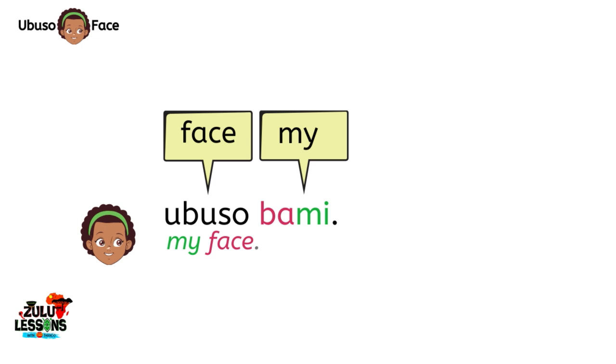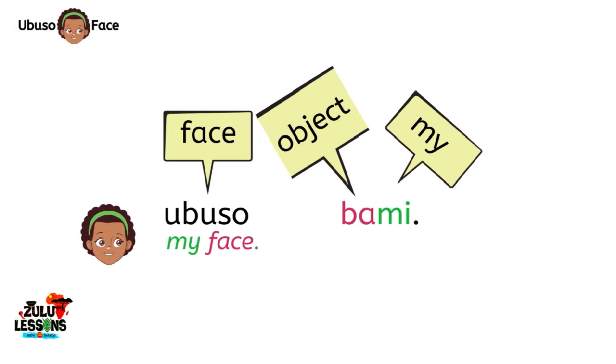My face. The face is the thing that I'm talking about, saying that it belongs to me. So it's the object. The possessive is my. So of course the possessive in English comes first and then the noun. In isiZulu it's the other way around. You have the noun itself, so your face, and then you have the possessive next, which is my. Now it will look like this. Ubuso bami. That's how it will look.